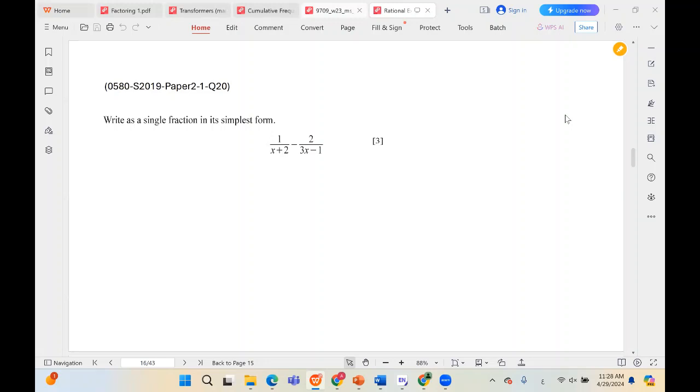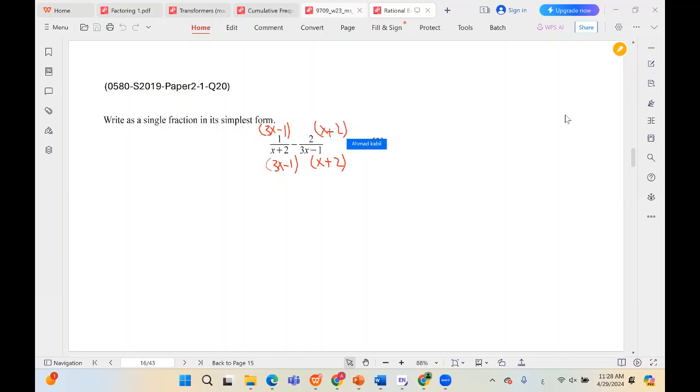Right, as a single fraction in its simplest form, 1 over x plus 2 minus 2 over 3x minus 1. So again, here we multiply by 3x minus 1. Here we multiply by x plus 2. We have to copy in the numerator as well. So we have 3x minus 1 here and x plus 2 here.